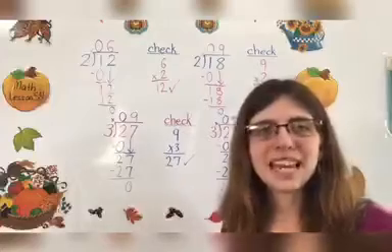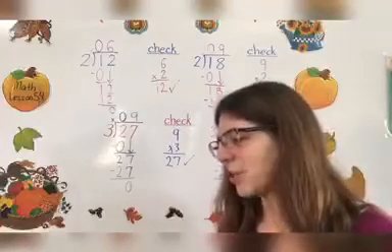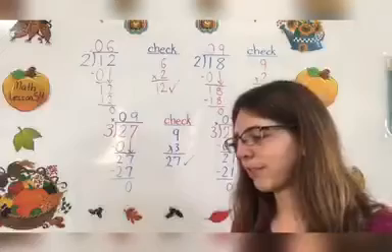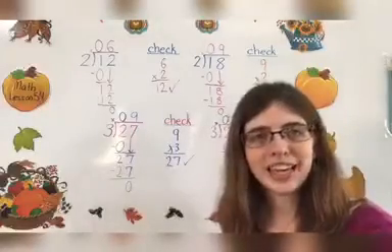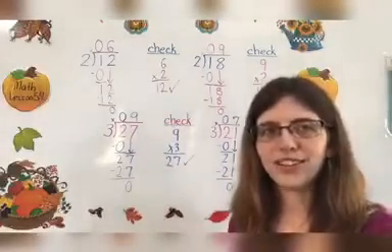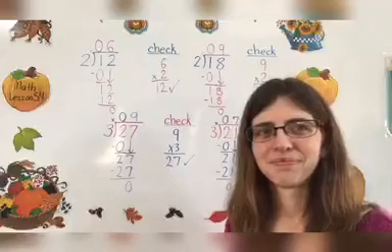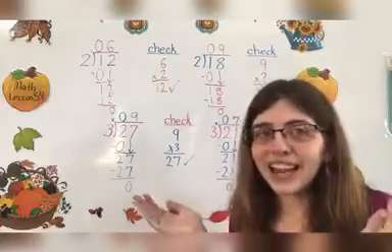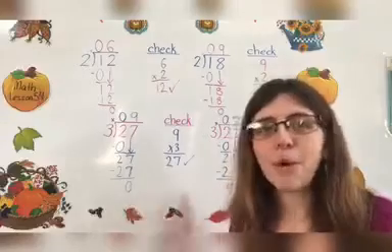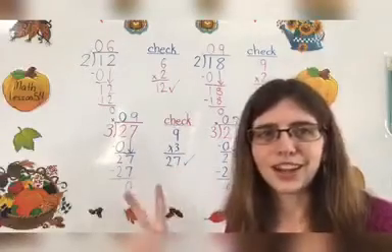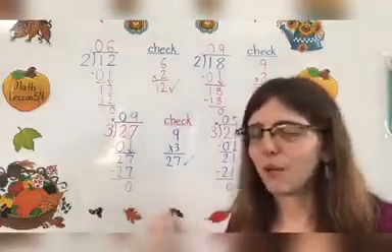Let's look at letter B. You have 2 blue stars. How many groups of 3 do you have in 2 blue stars? None, right? You don't have any groups of 3. You only have 2 stars. So that would be a 0.